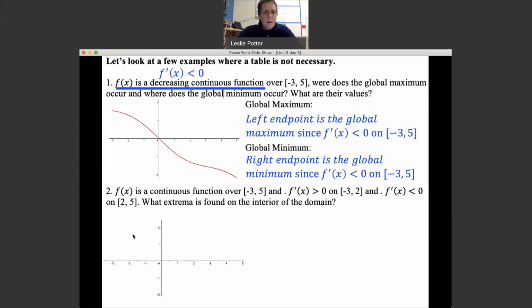Let's take a look at number 2. It says f of x is a continuous function over the interval -3 to 5. And the derivative is positive, right? Greater than 0 is positive from -3 to 2. So on the domain from -3 to 2, we have a positive derivative. And the derivative is negative from 2 to 5. What extrema is found on the interior of the domain?